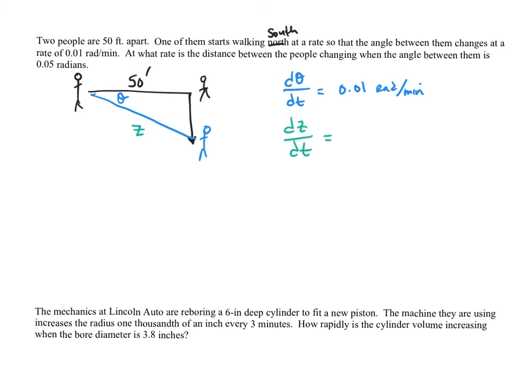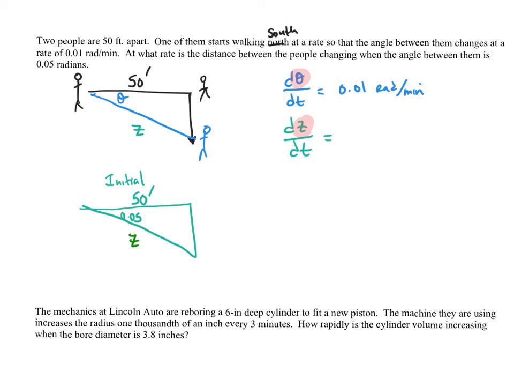So that is our question. So we have a couple things here. Our initial condition, we'll always have an initial condition, right? This is kind of like the triangle we did before. We know the radian is going to be 0.05 radians. This will be still 50 feet, but we'll have to find out how far they are away. So the question is, can you find a relationship between theta and z in this triangle?